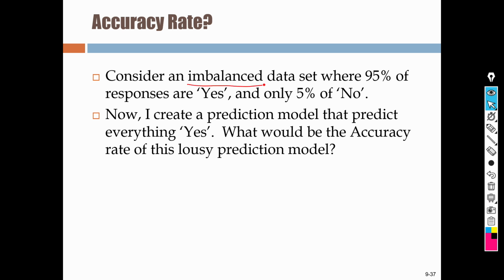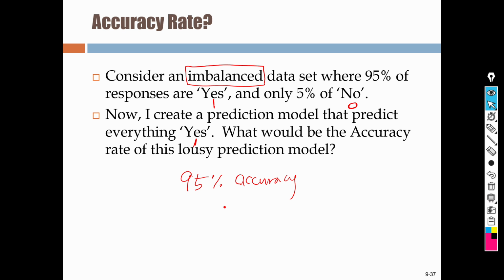So now accuracy, considering imbalanced data. This is the key point. Say in the data set, 95% are yes, 1, and only 5% are 0. And then I created a prediction model that predicts everything is yes, 1. What would be the accuracy rate for this prediction model? This is a lousy prediction model because I just predict everything yes. I don't need a model. I just say everything will be yes, since in the data 95% of responses are yes. So what will the accuracy be? It will be 95% accuracy. But that's not what we want. I don't want to just predict everything yes. That's useless, right? But if you take a look at the accuracy, it is 95%.